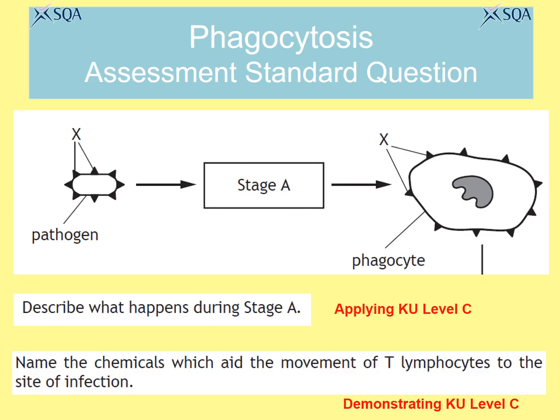Here we have a diagram outlining phagocytosis. For question number 1, applying your knowledge to level C, you have to describe what happens during stage A. For question 2, name the chemicals which aid the movement of T lymphocytes to the site of infection. Now, we haven't covered T lymphocytes yet, but they are an example of a white blood cell.